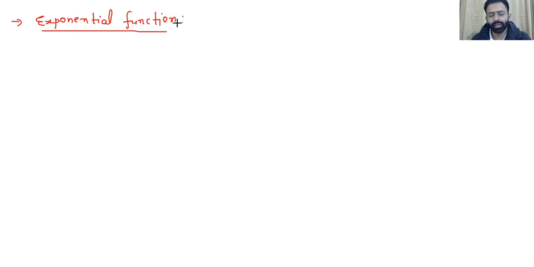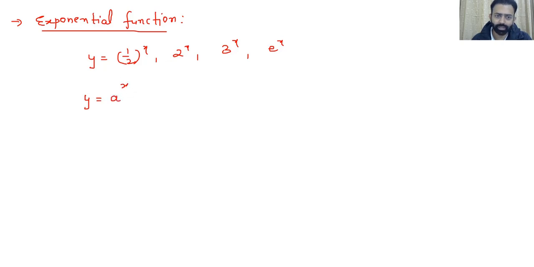We must have encountered functions of the type y is equal to half raised to power x, or it can be 2 raised to power x, or 3 raised to power x, or e raised to power x. All these are called exponential functions, in which the independent variable is in the exponent of a number. So any function of the type y is equal to a raised to power x is an exponential function, where a is the base and x is the variable or the exponent.